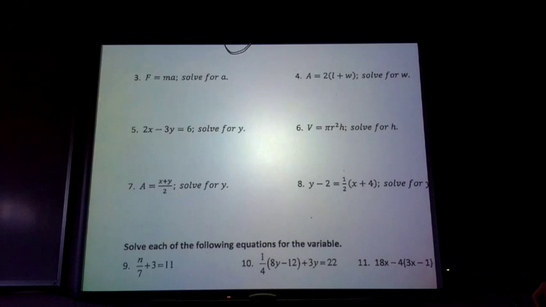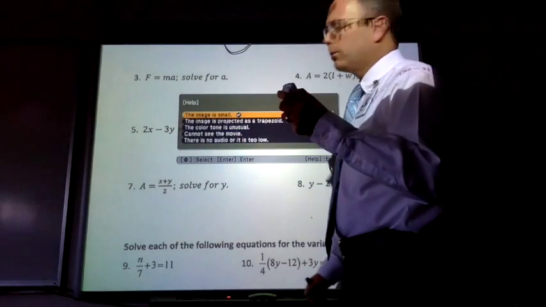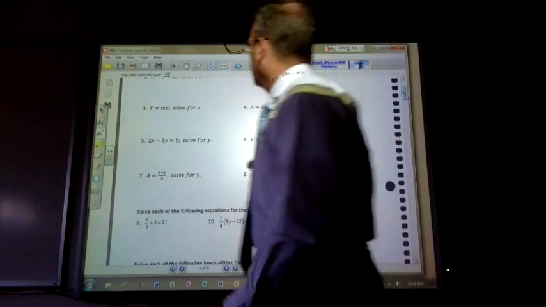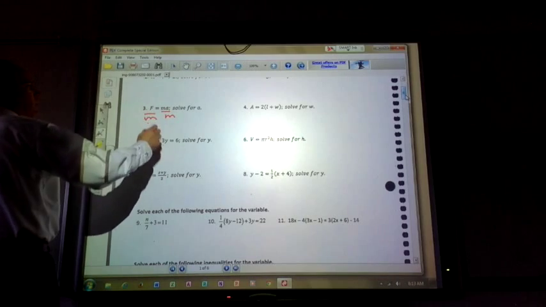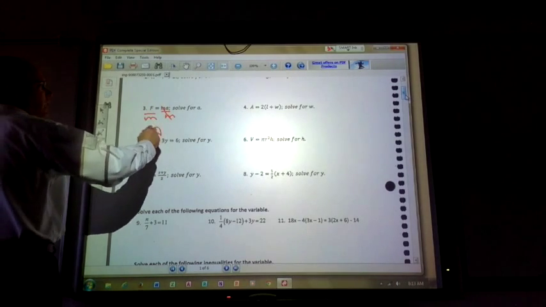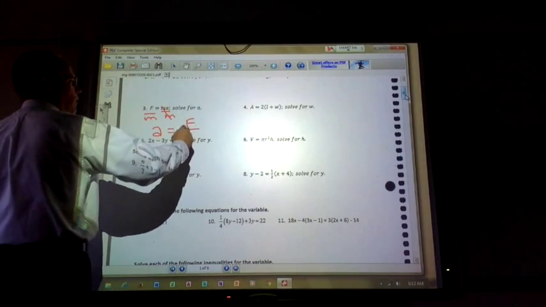We have F equals MA. How are M and A being held together? Yeah. Multiplication. I want us to get A all by itself, so what should I do to both sides? Divide each side by M. Sweet. Oops, wrong button. All right, so divide by that. Those cancel, so I get A is equal to F over M.